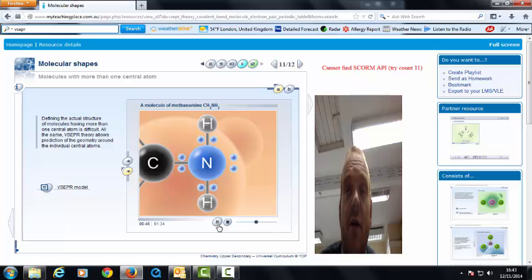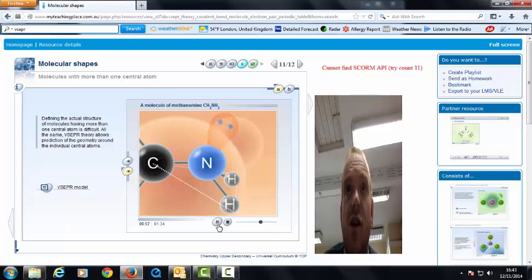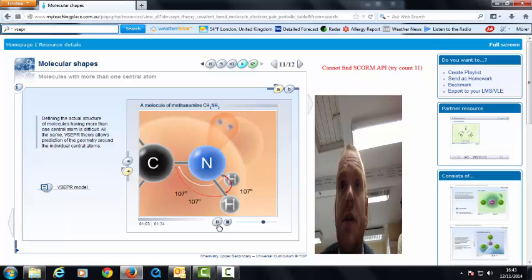Okay, so we can see the bond angle there of 109.5. Within my nitrogen side, again I've got 4 electron pairs, but this time one of them is a lone pair. So it would take a trigonal pyramidal shape, with a bond angle of 107, because the lone pair is repelling those bonding pair electrons slightly.